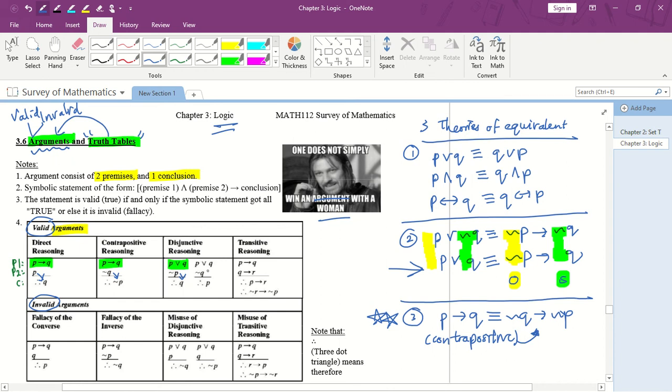However, there's another one. P or Q is the same thing as negation Q to P. So don't worry about why there's suddenly another extra one. Just look at here, let me highlight here.